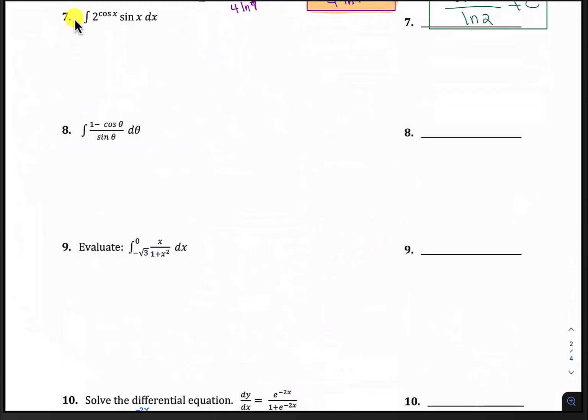And there's number 7, the integral of 2 raised to the cosine of x times the sine of x dx. Using u substitution, we'll let u equal this exponent, so u is the cosine of x, and the derivative, or du, is negative sine of x dx. In the problem we have sine of x dx, so we do want to get rid of the negative, so let's multiply by negative 1 on both sides, and that gives us negative 1 du equals the sine of x dx.